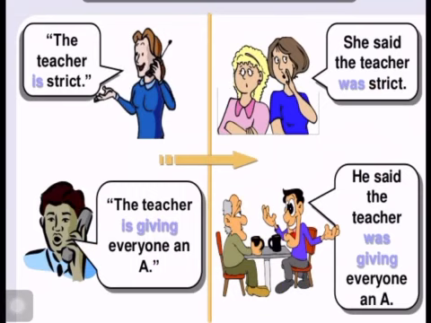The teacher is strict. If I want to report, so she said the teacher was strict. The teacher is giving everyone an A. When you report what the teacher said, you will say, he said the teacher was giving everyone an A. So, for the reported statements, we need to have some changes.